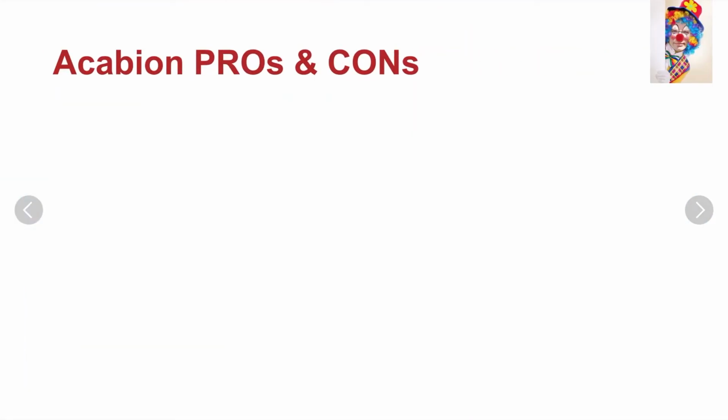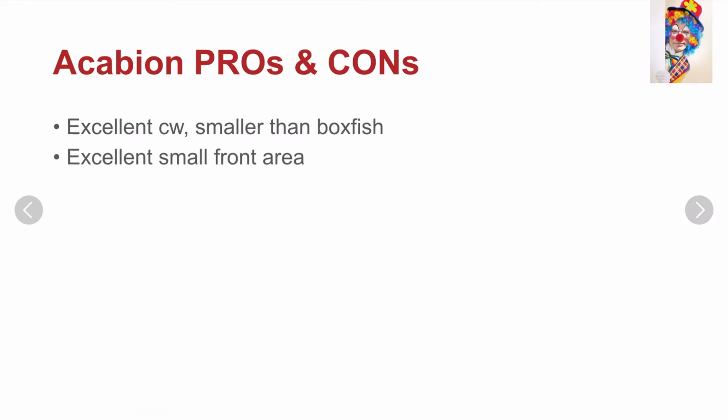So what are the Acabion pros and cons? So first of all, we have excellent drag coefficients, even smaller than for a boxfish. We have excellent small front areas, especially for this two-wheel vehicle.